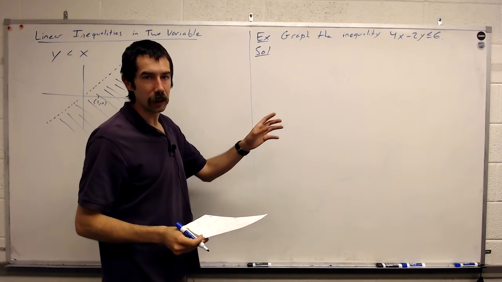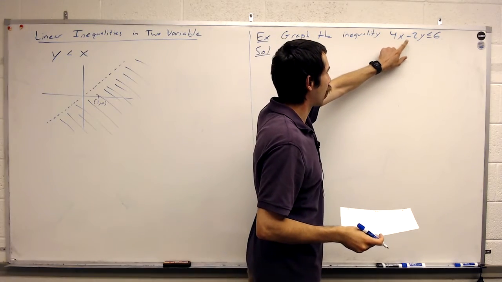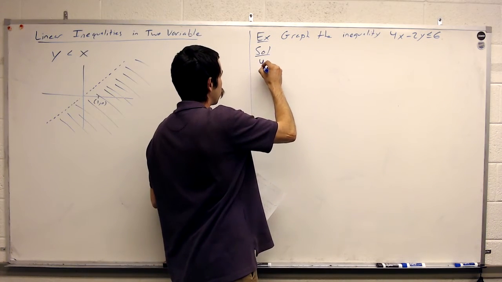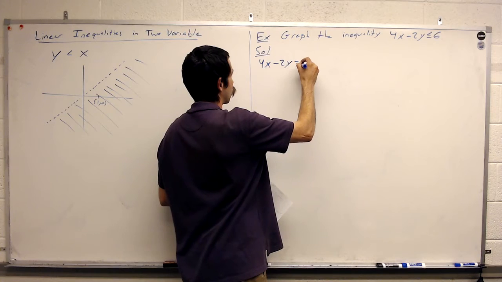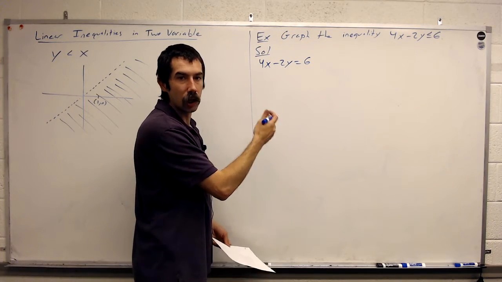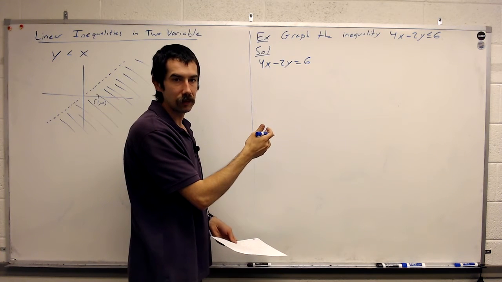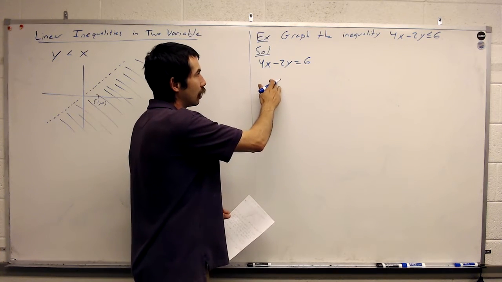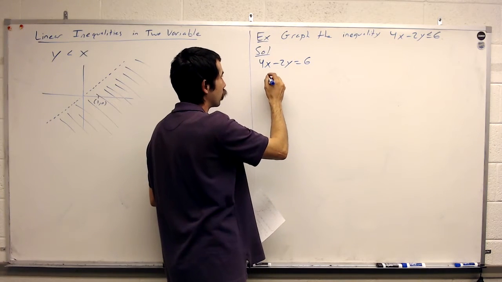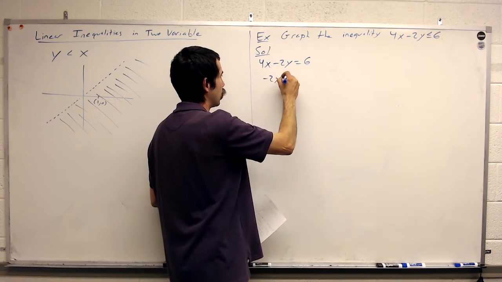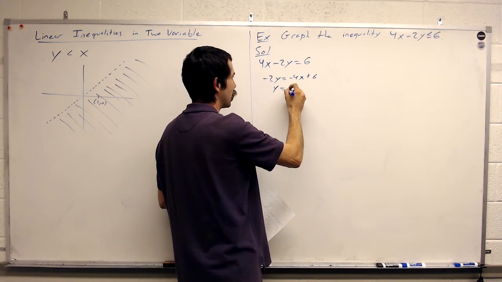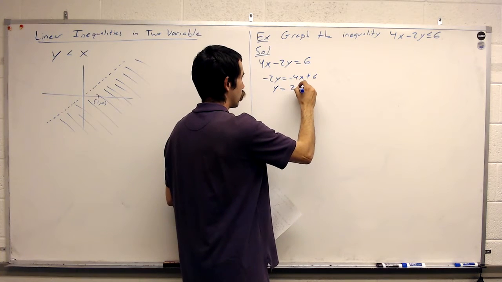So the first thing we have to do is we want to graph the line 4x minus 2y equals 6. All right, what does this look like? Let's solve for y, and then it'll be easier to graph. So subtract over the 4x. So minus 2y is equal to minus 4x plus 6. And then we'll divide by 2. So y is equal to 2x minus 3.